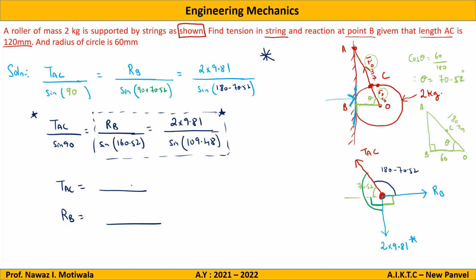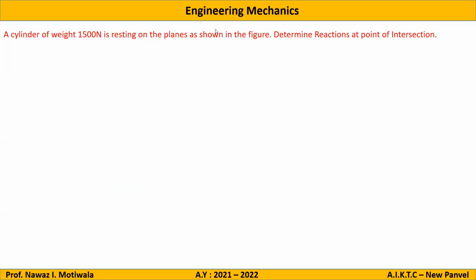TAC 20.81. 20.81 और RB 6.94. So this completes the problem of 5 marks again, and this problem was asked around 3 to 4 times in university exams. The same question, just the numbers were changed.